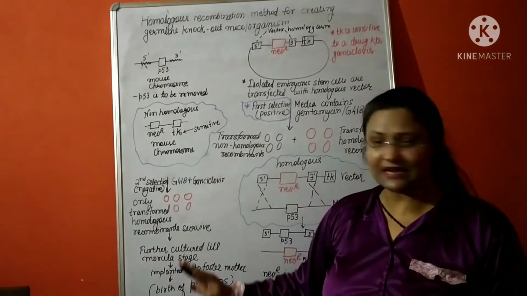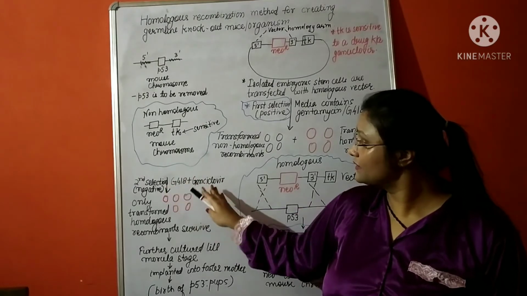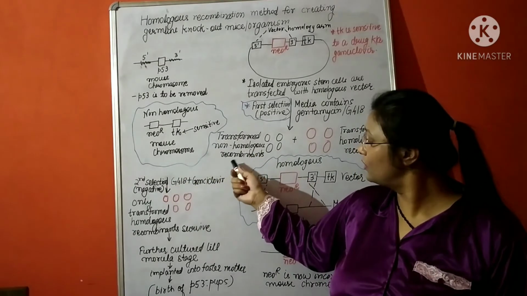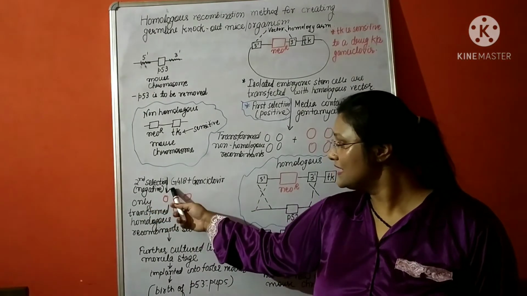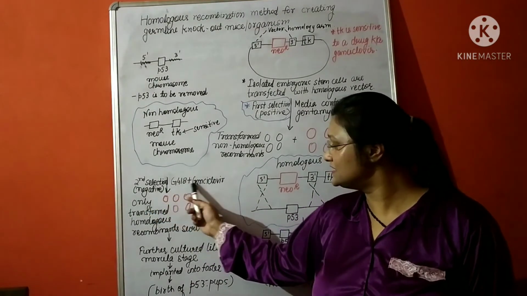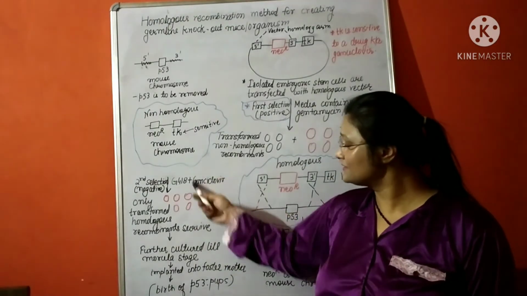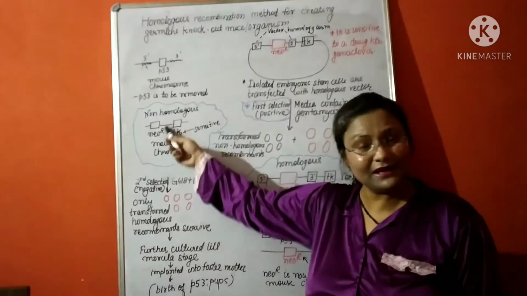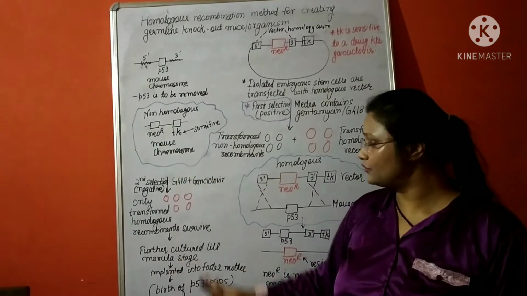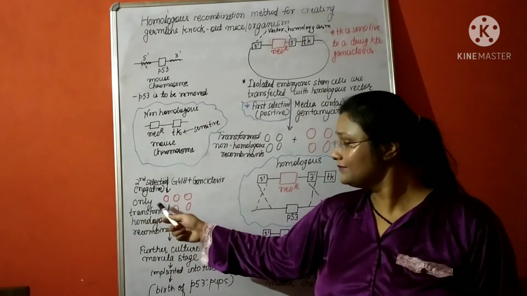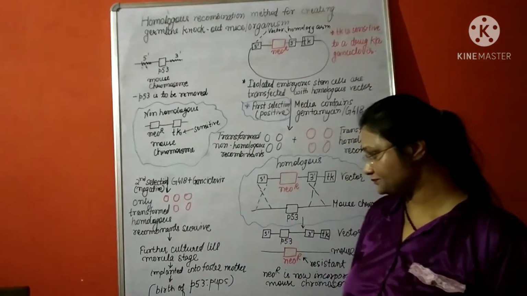So that's how we will select the transformed homologous recombinant cells, and we will remove the transformed non-homologous recombinant cells. The second selection will be negative selection, in which we will add G418 plus ganciclovir. As already said, due to the presence of ganciclovir, this gene will be inhibited, and once this gene is inhibited, those cells will die out. So what will we be left with? We will be left with only transformed homologous recombinants.